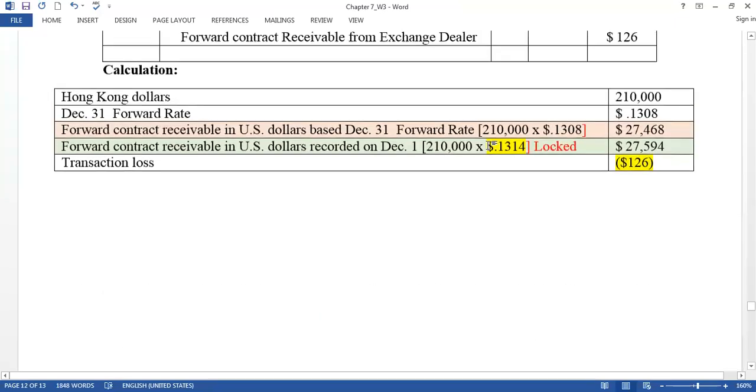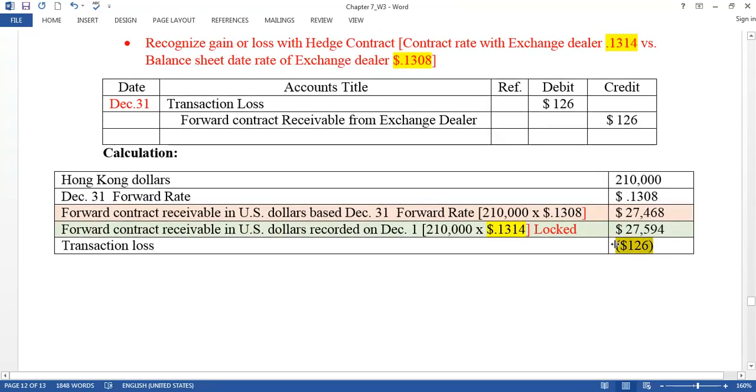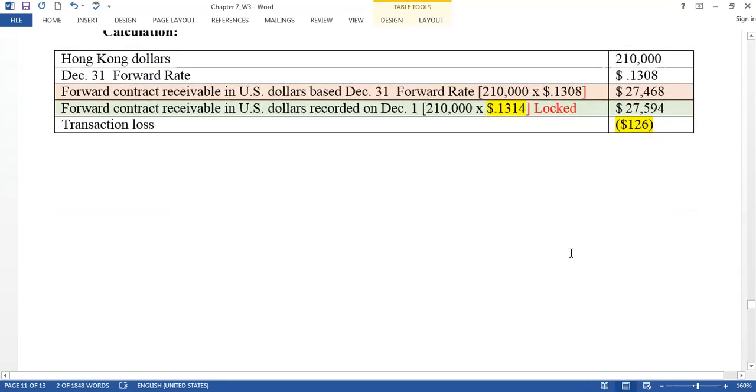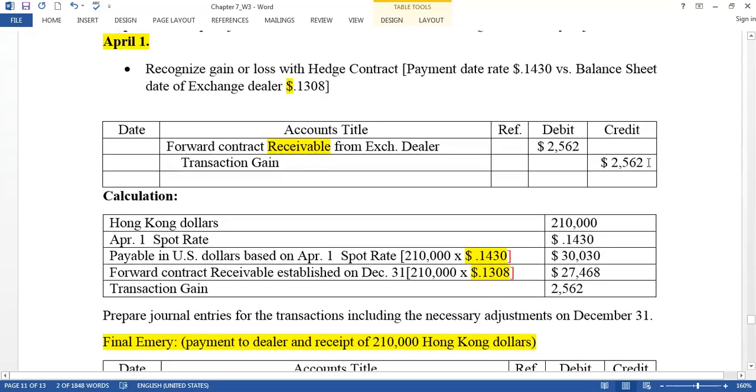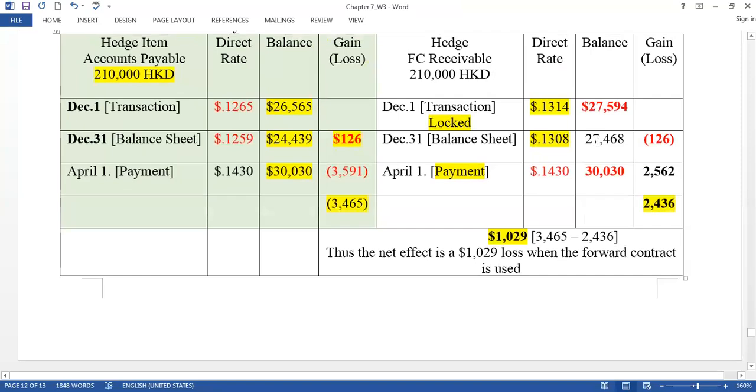Like before, look at here. Before we had a loss with the exchange dealer. What was the journal? Loss debit, receivable credit. Why receivable credit? Because you will not receive this money. But again we have a gain, so gain credit, and we will receive this money from the exchange dealer, so receivable debit. When we compared the first two, we had a loss, right? Now we compare the second, balance sheet date and the payment date, we have a gain.